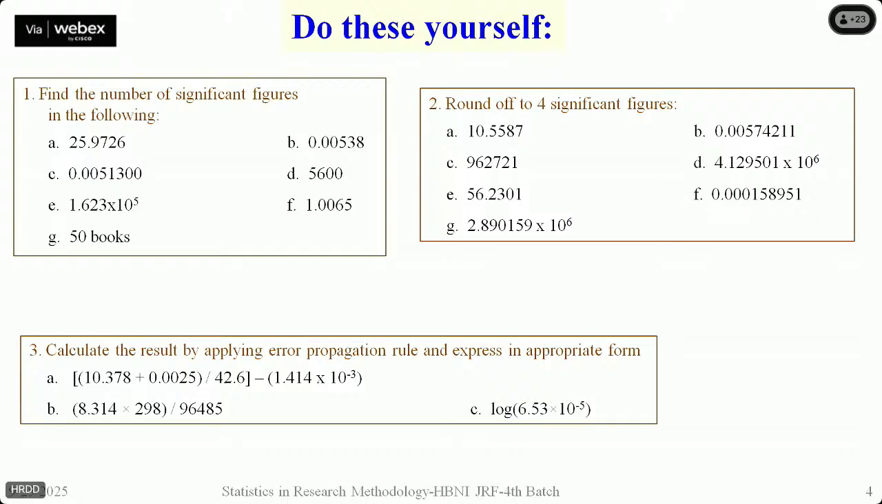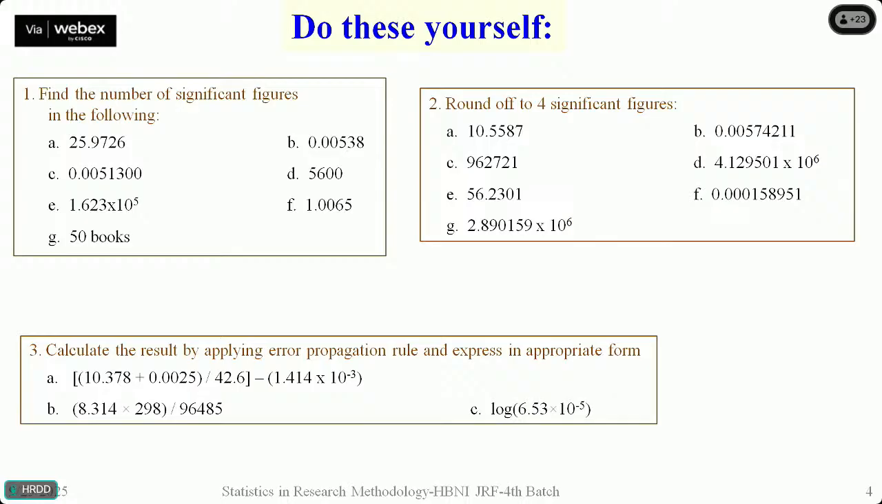Which one? 4E. This 10 to the power 5 is only giving the place value of the digits, the significant digits. So you can represent in a general way 16.23 into 10 to the power 4 also, or 162.3 into 10 to the power 3, like that.